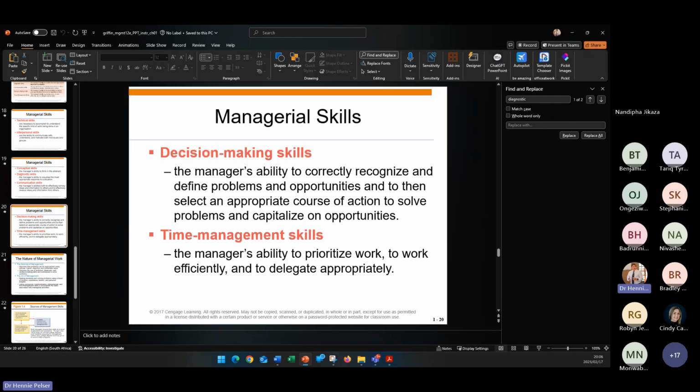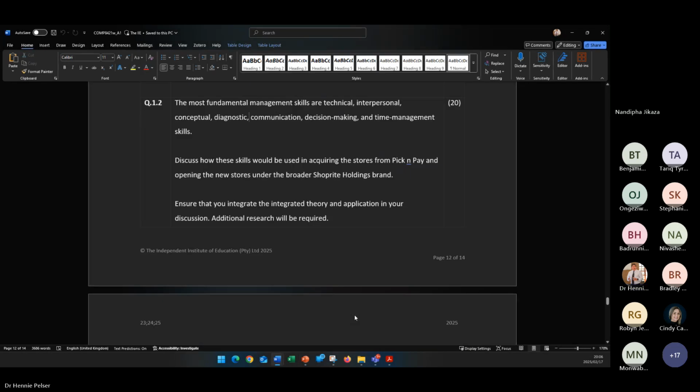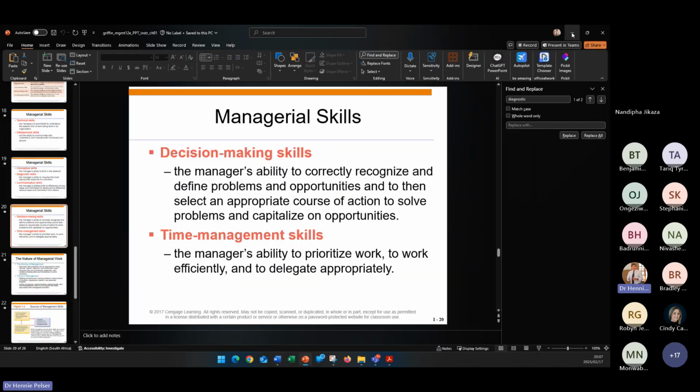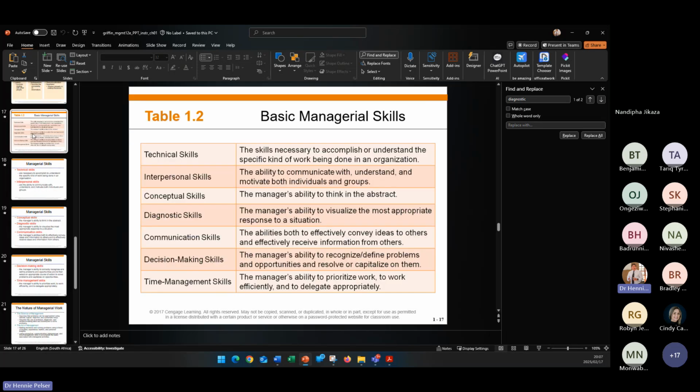So if we look at the question again very rapidly. Right. How those skills and the combination of those skills essentially contribute to opening new stores within ShopRite Holdings. So to just go through those skills, these aren't dramatic. You would have seen them before. I'm going to skip that one. It doesn't really matter which one I use.